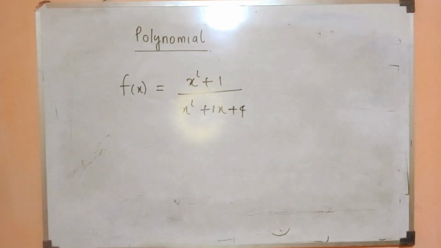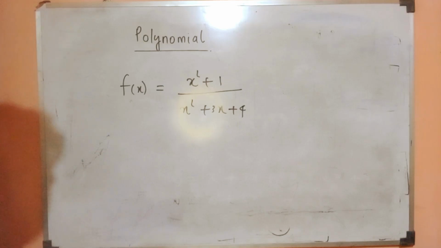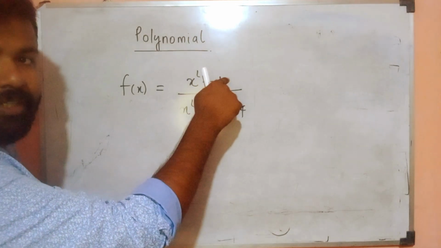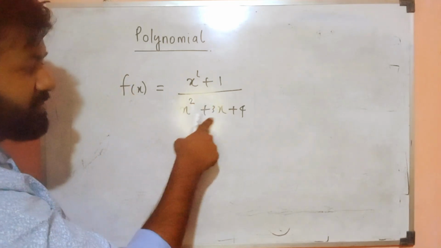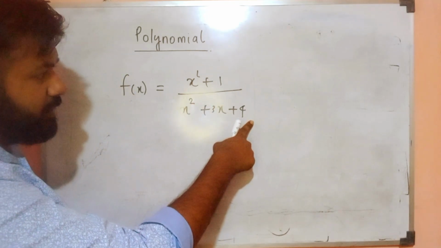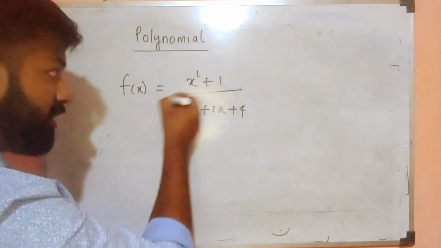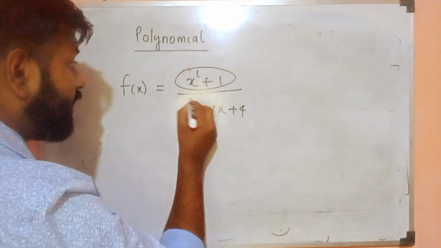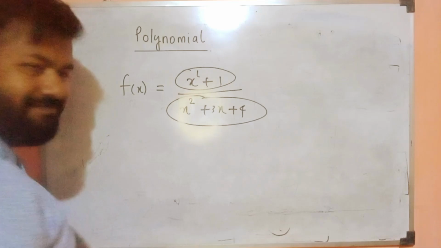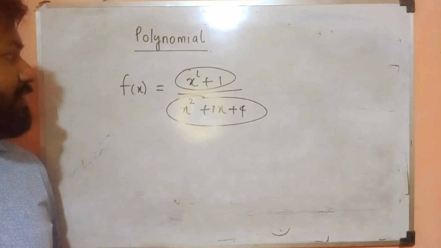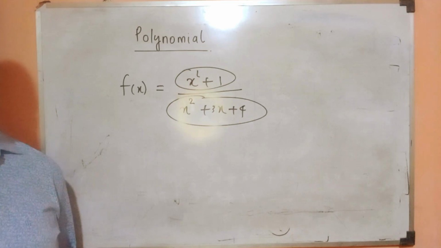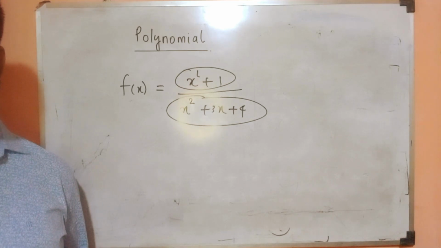Is it a polynomial? x squared plus 1 in the numerator, and x squared plus 3x plus 4 in the denominator. The denominator is a polynomial and the numerator is a polynomial. These two are polynomials, but it doesn't mean that the division of these two polynomials should be a polynomial.